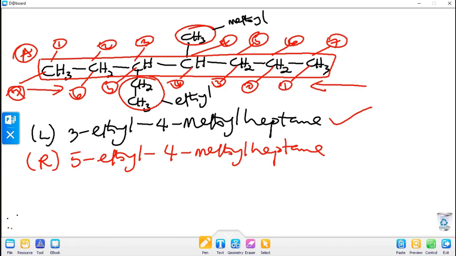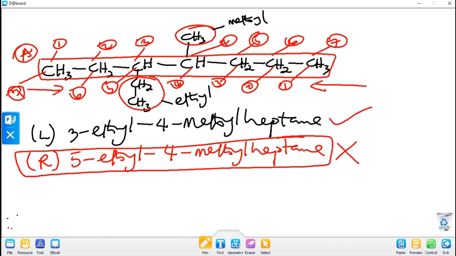So this is wrong. It is wrong because going from the right hand side will give ethyl a higher number, though methyl remains the same. Whether from the right or from the left, methyl still remains at carbon 4. But ethyl changes. Coming from the left, ethyl falls under carbon 3, but coming from the right, ethyl falls under carbon 5. So we must follow from the left-hand side.